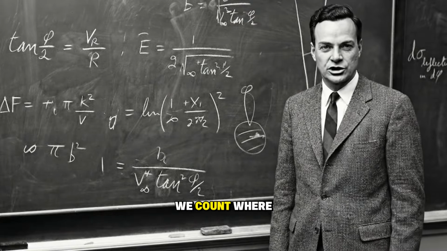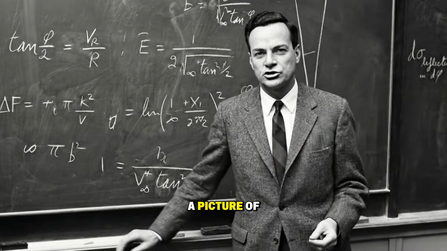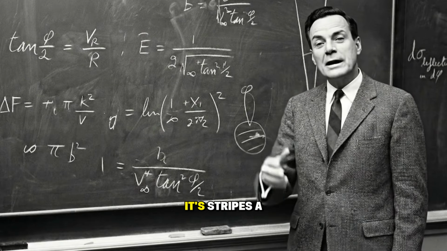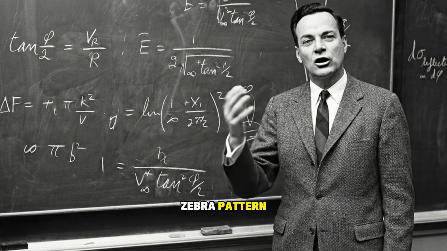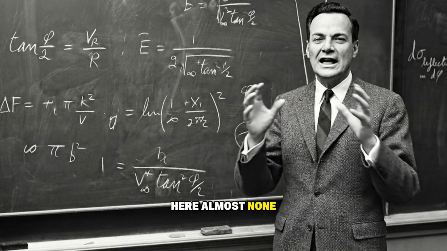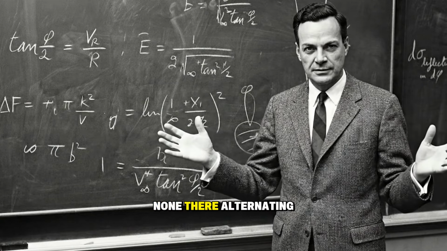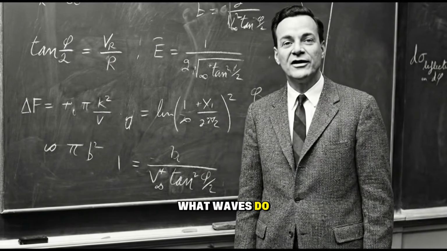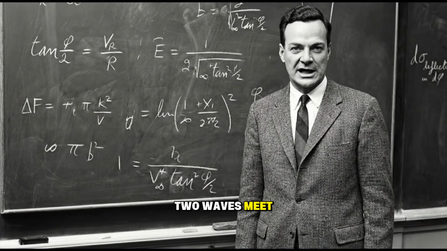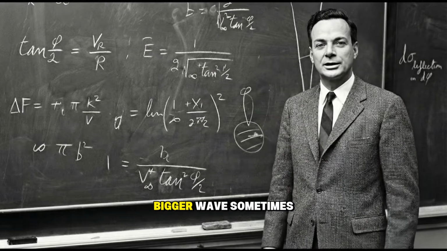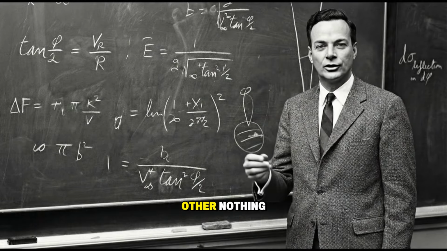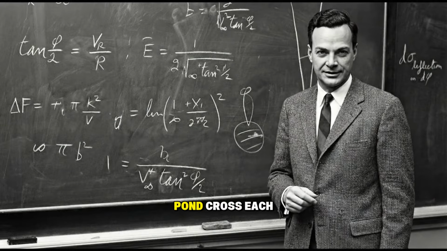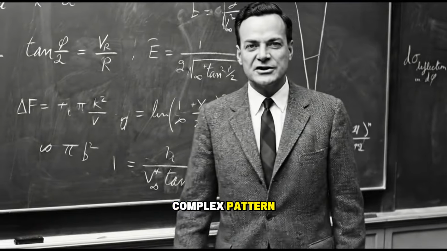But now we count where they land. We build up a picture of the pattern, and it's not two clusters, it's stripes, a zebra pattern. Lots of electrons here, almost none there. Lots here, none there. Alternating bands. Now this is what waves do. You see, when two waves meet, sometimes they reinforce each other, bigger wave. Sometimes they cancel each other, nothing. It's called interference, like when two ripples in a pond cross each other and create a complex pattern.